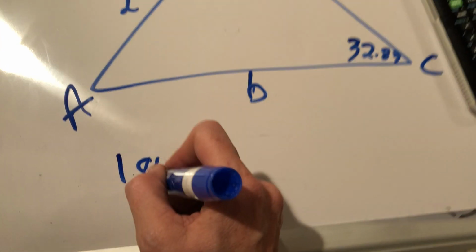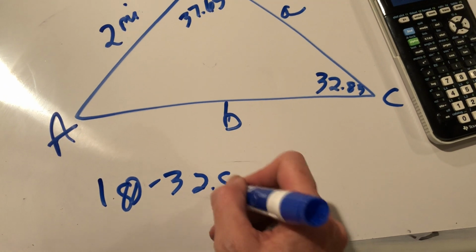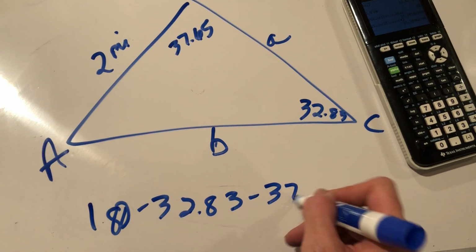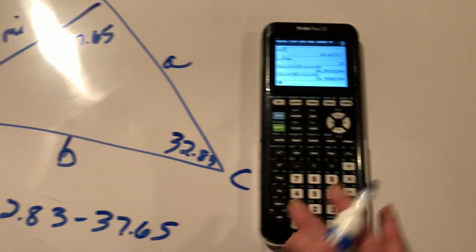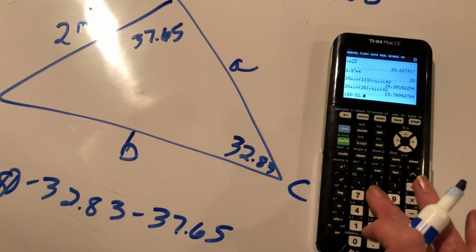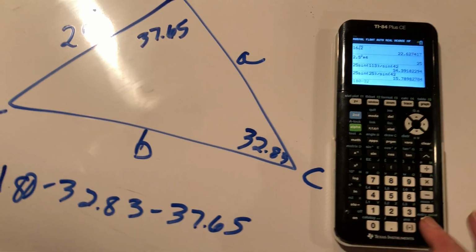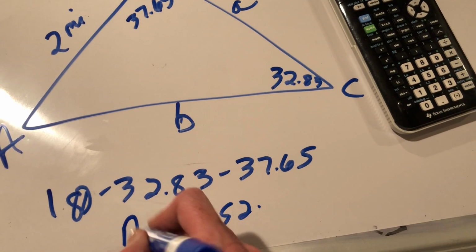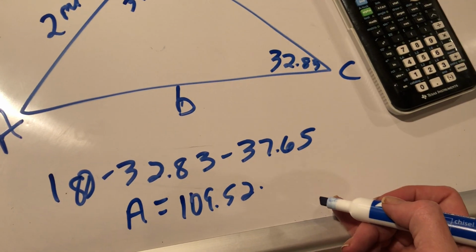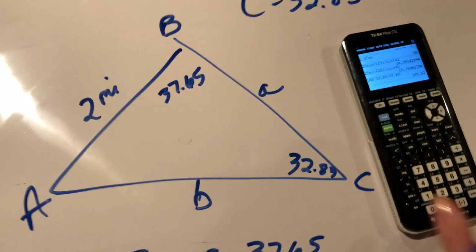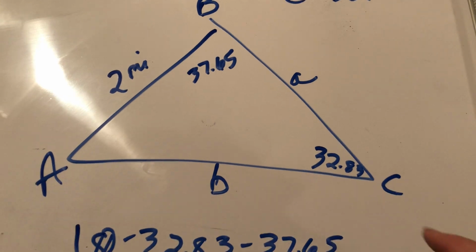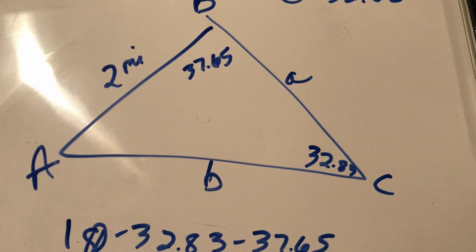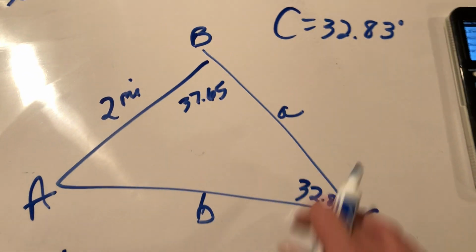Because we just do 180 minus 32.83 minus 37.65. 180 minus 32.83, and we get 109.52. So that's big angle A. Then we need to look for little a. Now here, well, it's exact from what we were given.